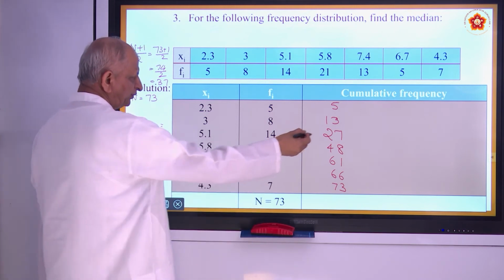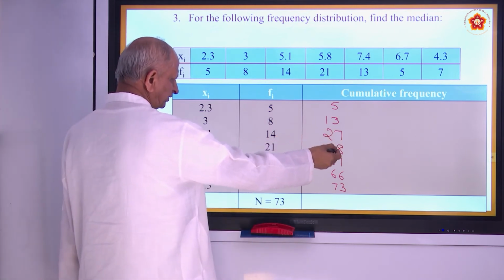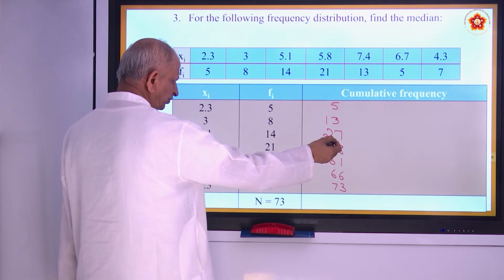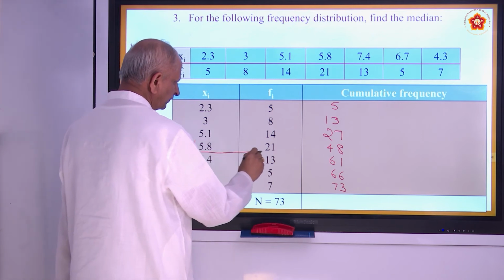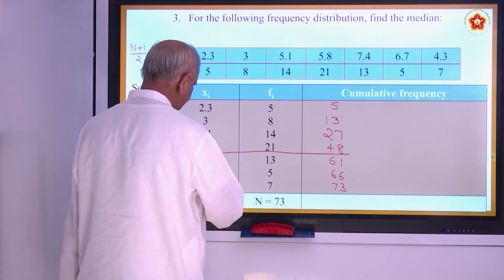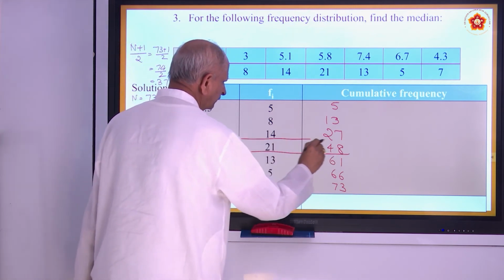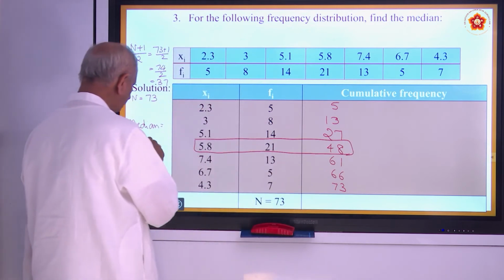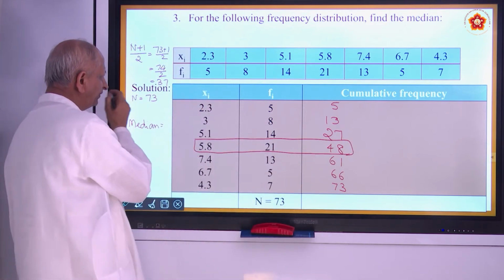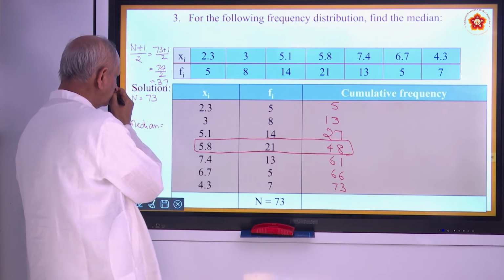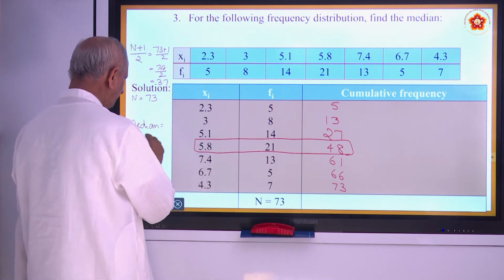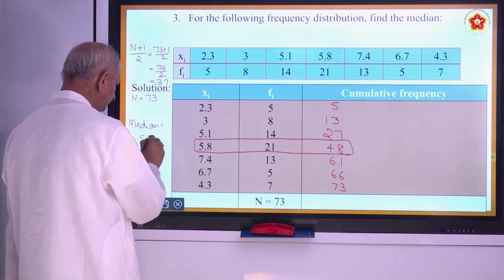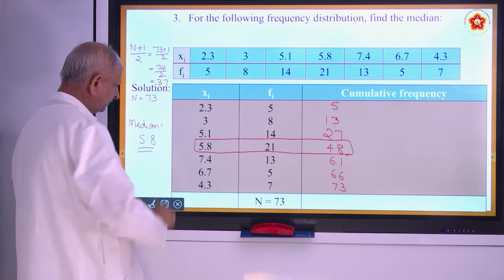So here it is 27, next it is 48. So in this, that is after this, you have the median. So median is equal to 37th observation, and that is equal to 5.8. That is the answer.